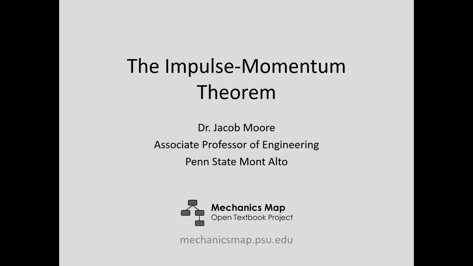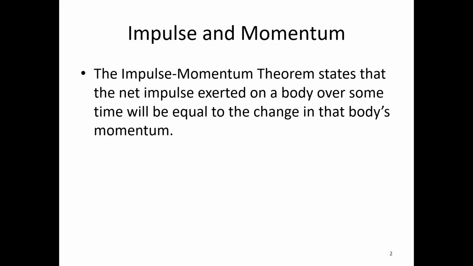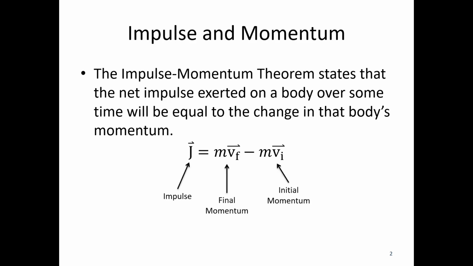Hello everyone. For today's video lecture, we're going to be talking about the Impulse Momentum Theorem. The Impulse Momentum Theorem states that the net impulse exerted on a body over some period of time will be equal to the change in that body's momentum. In equation form, it looks like this. So J, which is our impulse, is equal to final momentum minus initial momentum.